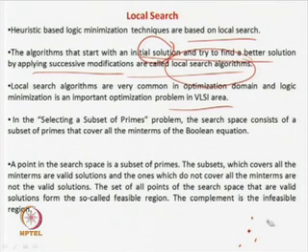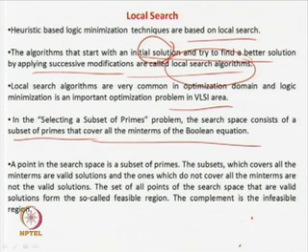Okay. So, in the subset of primes selection problem, the search space consists of a subset of primes that covers all the min terms of the Boolean function. In this lecture we will not start with the case where the prime implicants are given to you, rather we will start from a given function and try to minimize.